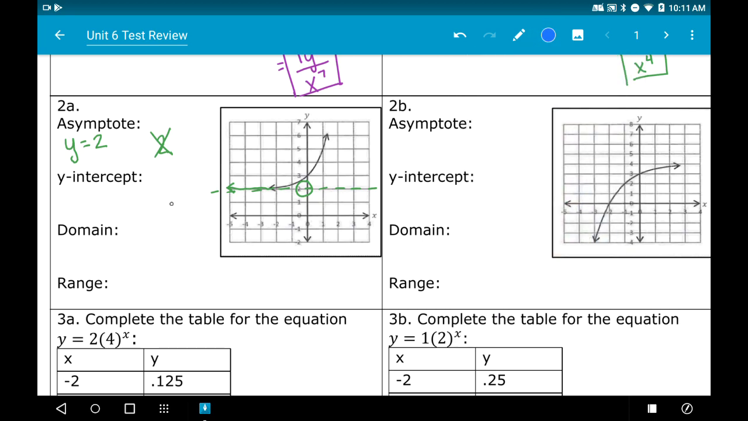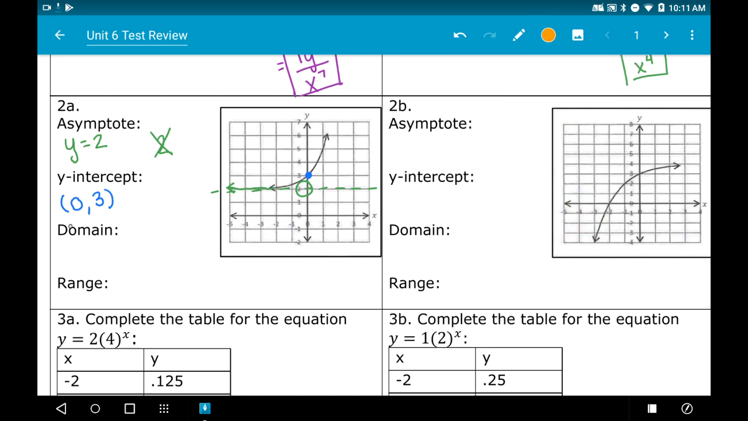Now the next thing we're looking for is the y-intercept. So that's just where it's going to cross the y-axis, which would be right here. And it looks like that is at 3. But we have to write that as an ordered pair, so it's going to be the x is 0 and the y is 3. Remember, with your y-intercept, the x is always going to be a 0, and then your y is whatever value it will touch at.